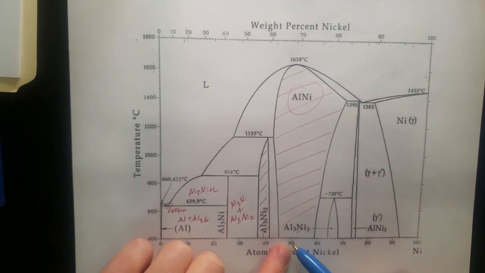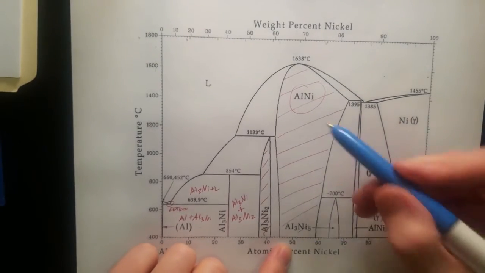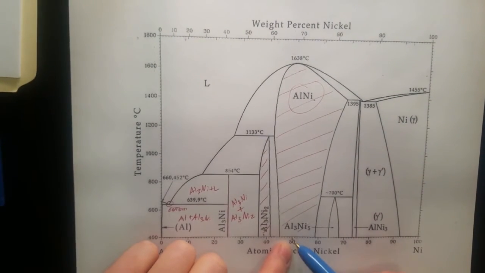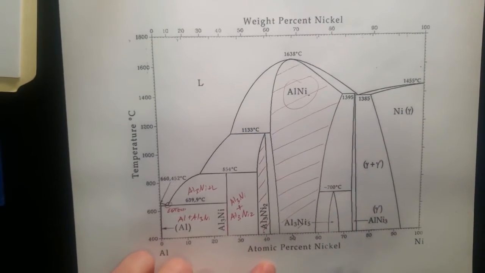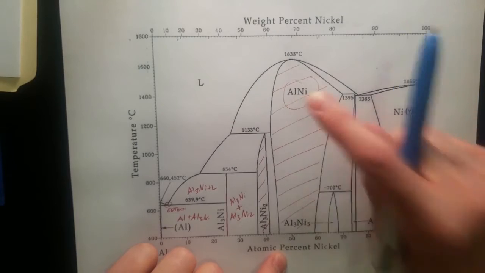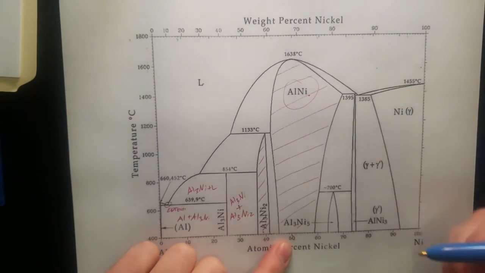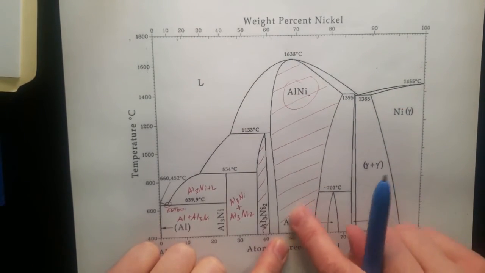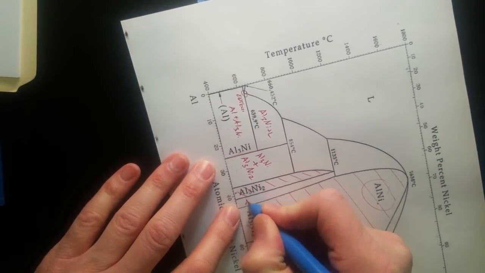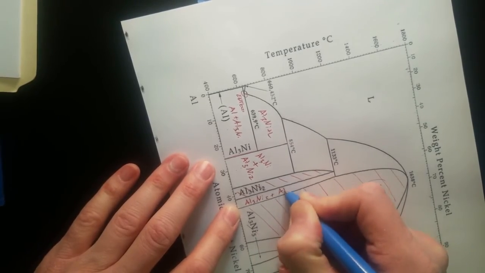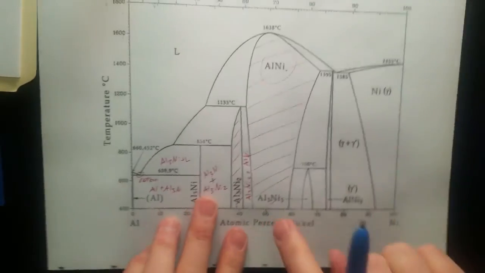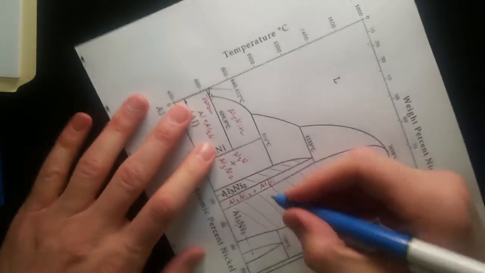And again, the way you know it's AlNi is 50%, a 1-to-1 ratio. So you can look at the atomic percent as a means of identifying what phase region you're in. So if this is single phase, then that means that this little part must be Al3Ni2 plus AlNi. That's a two-phase region.